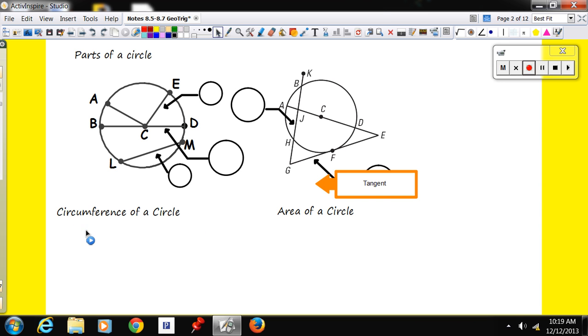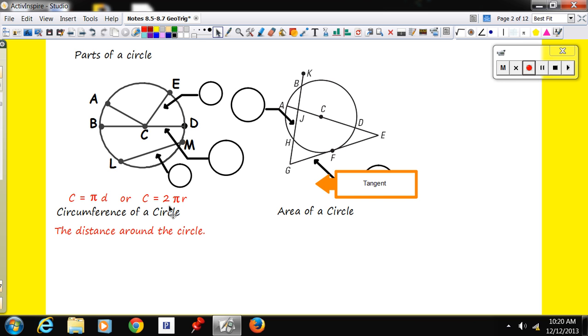Okay, circumference of a circle is the distance around it. You probably remember those things, but the distance around it is called the circumference. The formula for circumference is pi times diameter, or 2 times pi times radius. You could use either one, because 2 radius, or 2 times radius, is the same thing as a diameter.